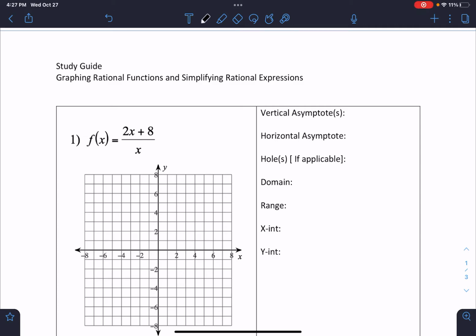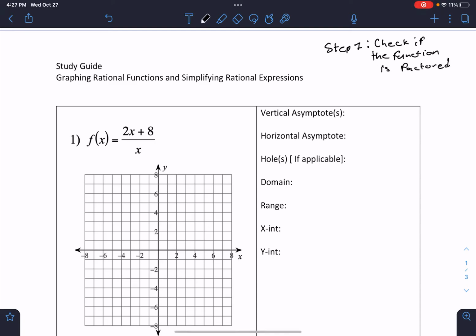Hello everybody, and today we're going to graph rational functions. So the first thing I would do is find the vertical asymptote. So step one is check if the function is factored.